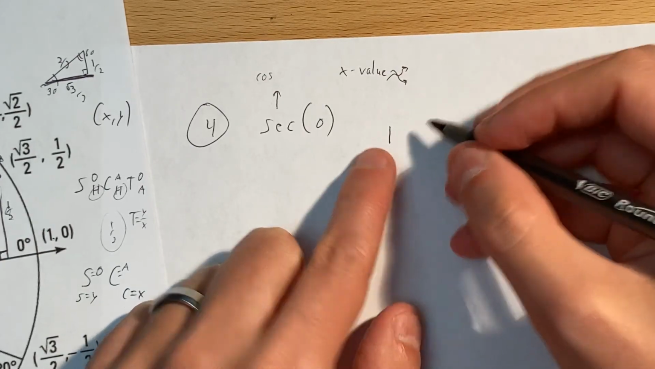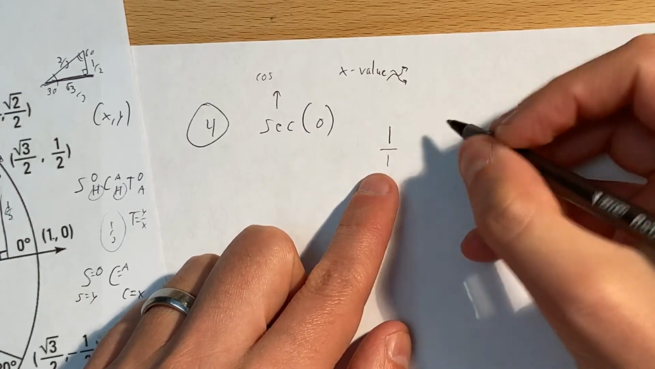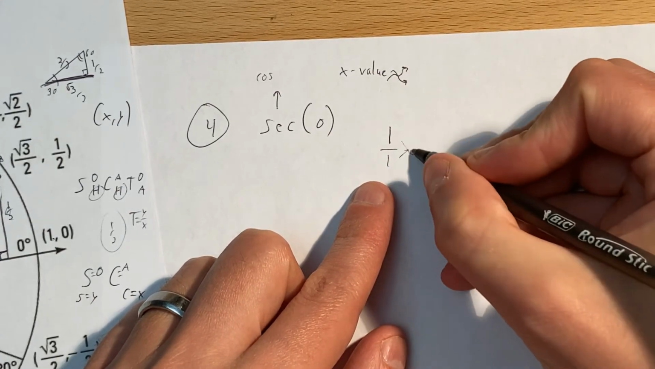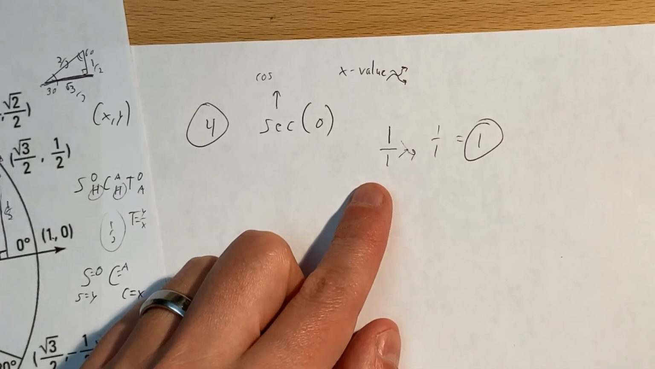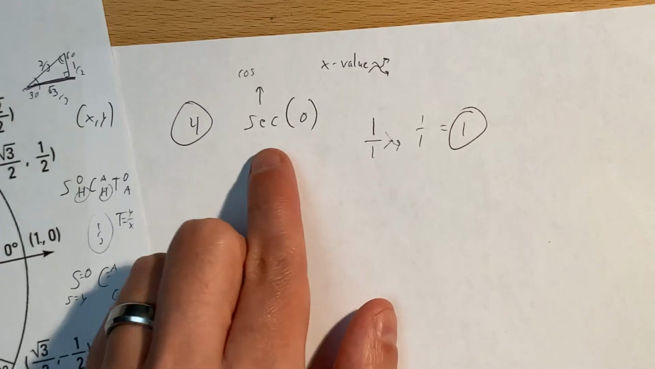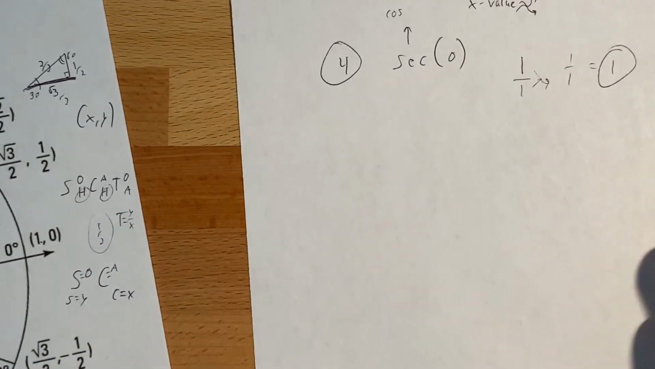Now, in this one, 1's reciprocal, 1 is technically 1 over 1. And then if you flip it upside down, it just gets to be 1 over 1 again. So this one, not anything really exciting happens. But you do have to know that you take it and you flip it upside down.